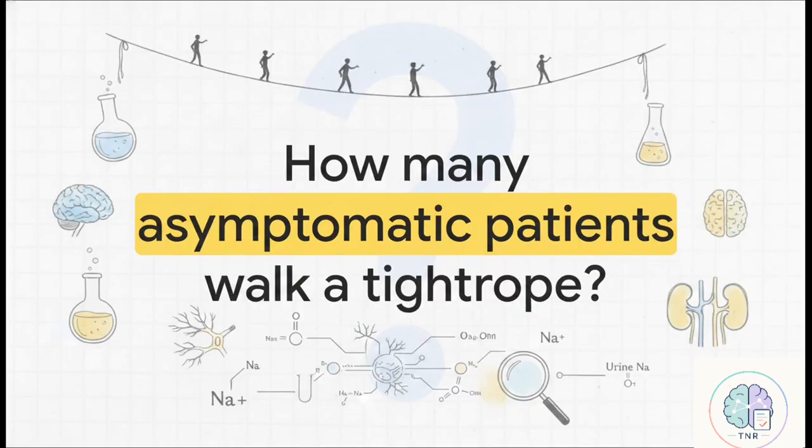Which leaves us with a pretty critical question to ponder. If our basic clinical assessments are so easily fooled, how many of these complex, seemingly asymptomatic patients are quietly walking a physiological tightrope right now? As we've seen today, hyponatremia isn't just some low number on a lab report. It's a dynamic, multi-system puzzle that demands a systematic, algorithm-driven approach to crack. By trusting the objective data over subjective clinical exams, you can be the detective who catches the critical nuances that save brain tissue and ultimately lives.